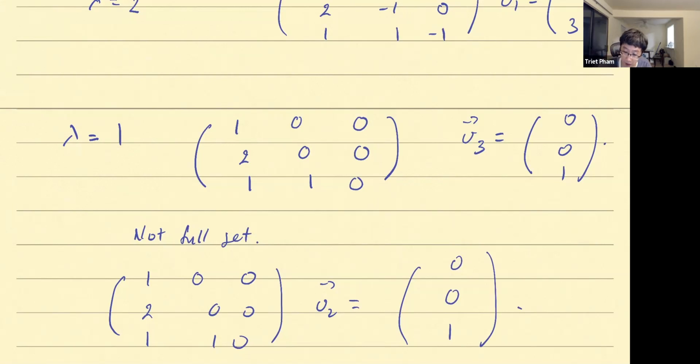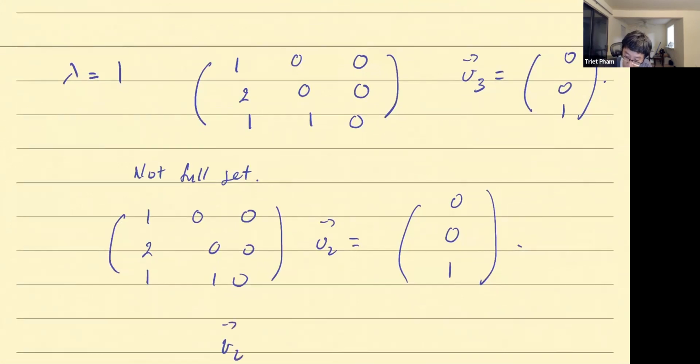Is there any solution here? What is V2? Is there a solution, or is there no solution? If there's no solution, I'm in trouble. Is there any V2 here?